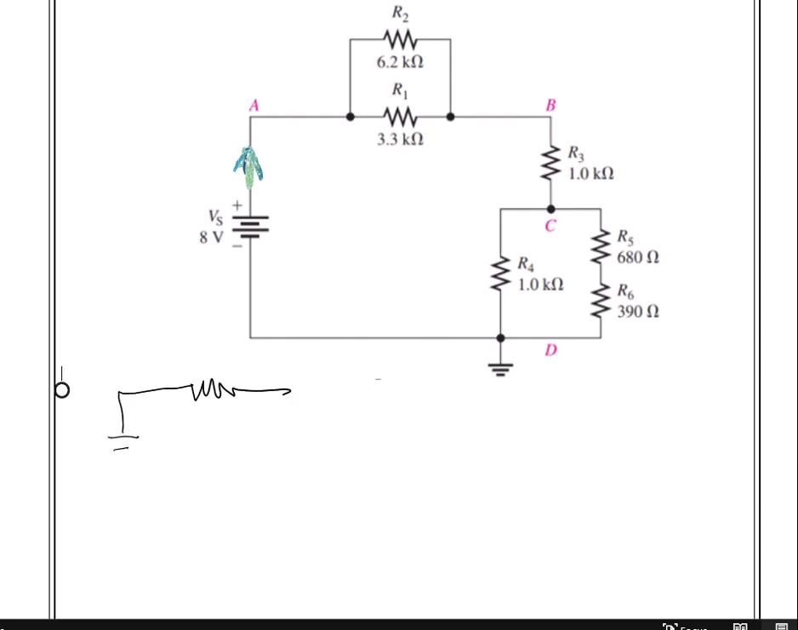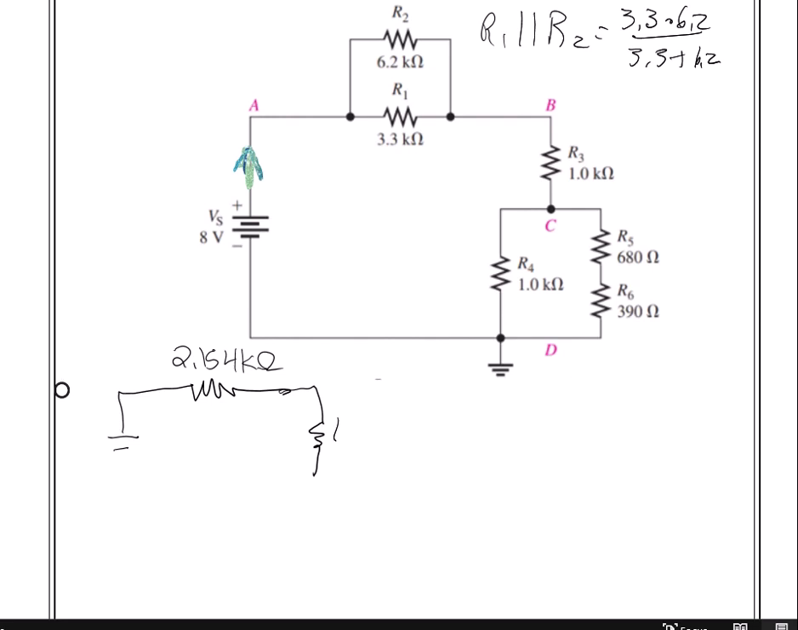So this first one here, R1 parallel to R2, is 3.3 times 6.2 over 3.3 plus 6.2, which is 2.154 kiloohms. So don't forget to pay attention to the kiloohms on some of those. And then we come down here to R3, that's 1 kiloohm.